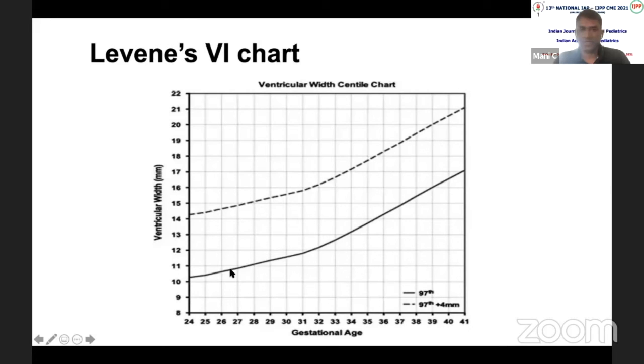So when we plot the ventricular index, we monitor based on the gestational age on the x-axis, and then we intervene when it is 4 millimeters above the 97th centile, or if there are any clinical symptoms like the sunsetting sign, bradycardias, apneas in the babies that we see. And we do intervention with lumbar punctures, ventricular taps, or ventricular reservoirs in NICU.